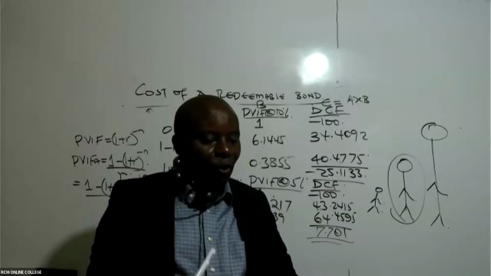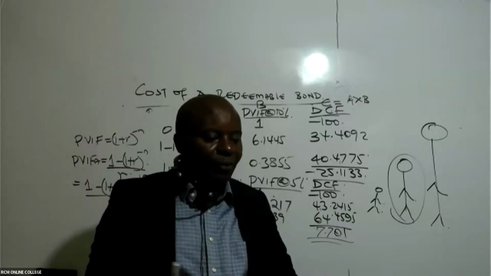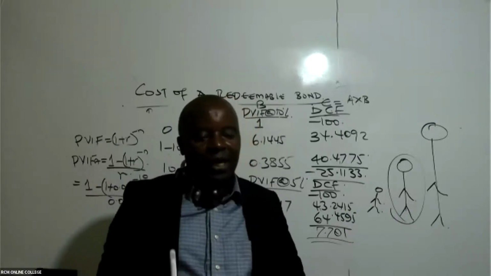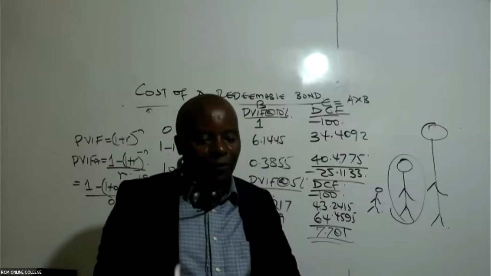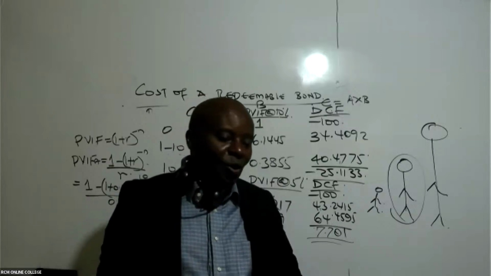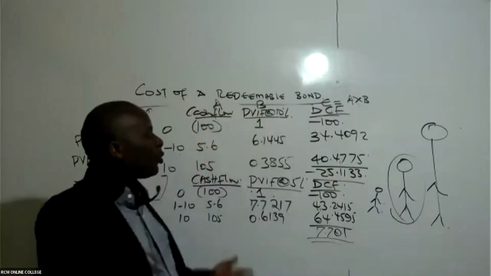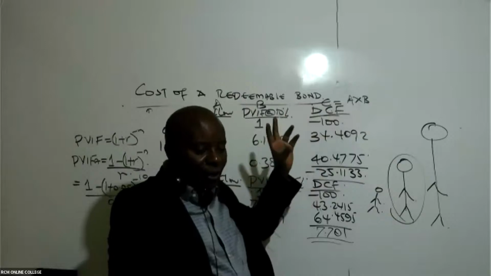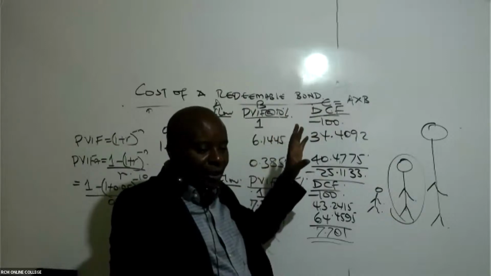Because if you try 20%, then you're going to get into more negative, into a bigger negative. You can try this at your own time. If you try 20%, you will get like -40.